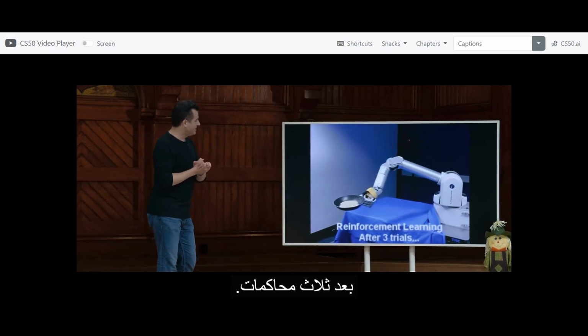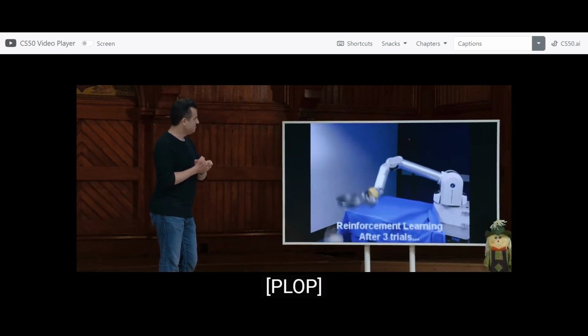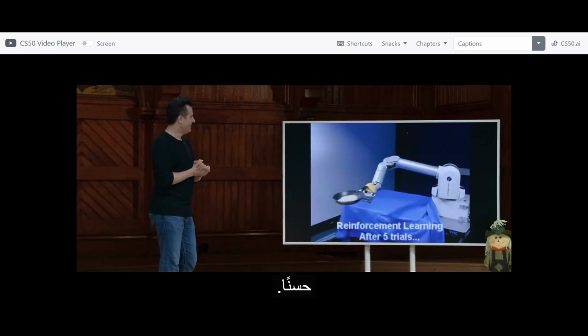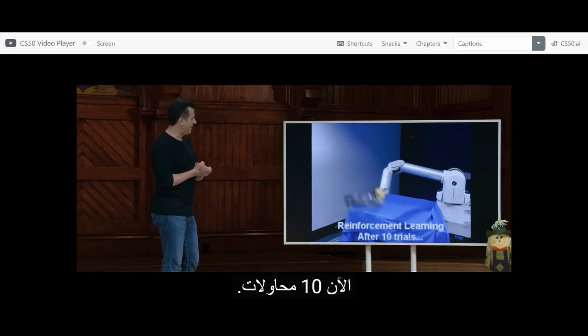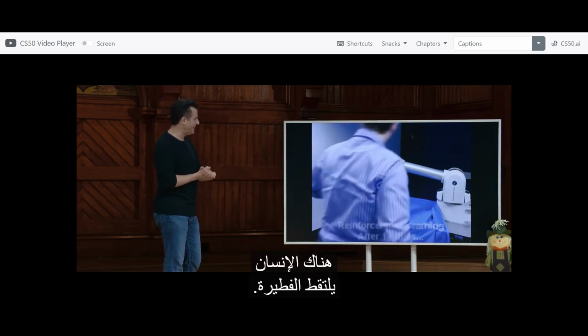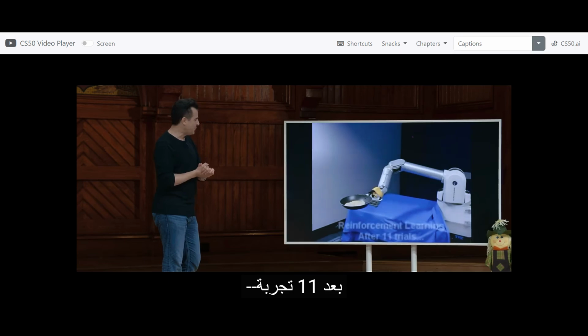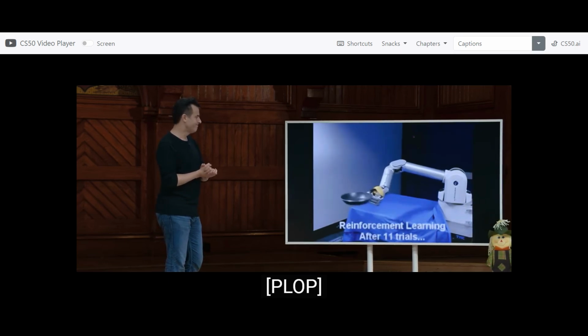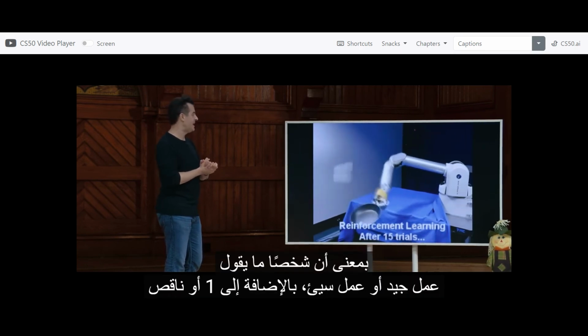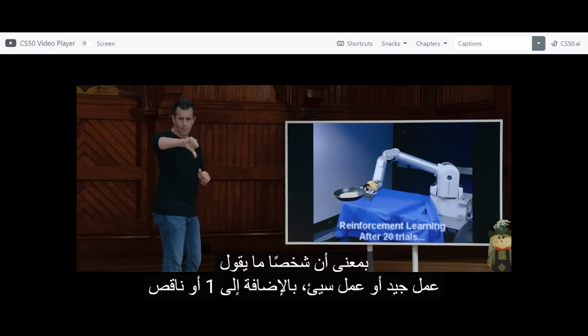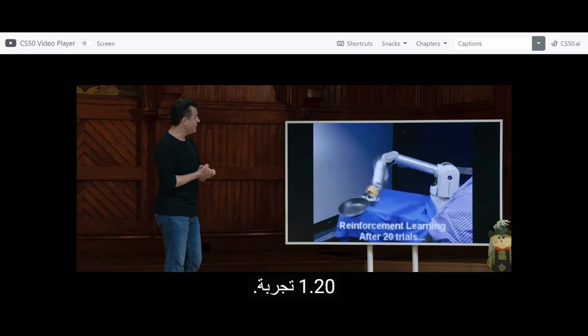After 3 trials. Okay. Now 10 trials. There's the human picking up the pancake. After 11 trials. And meanwhile, there's presumably a human coding this in the sense that someone is saying good job or bad job, +1 or -1. 20 trials.